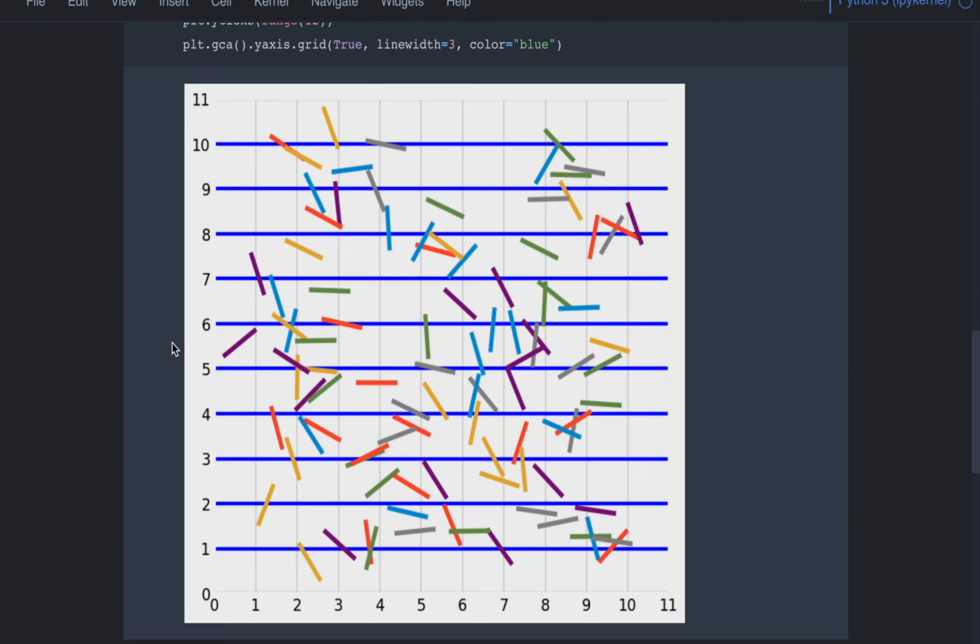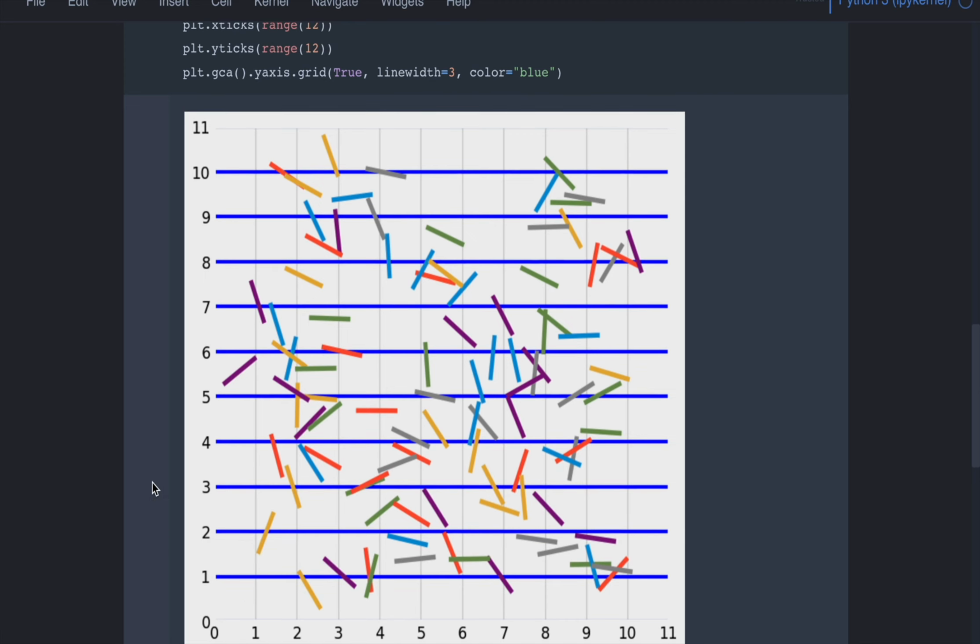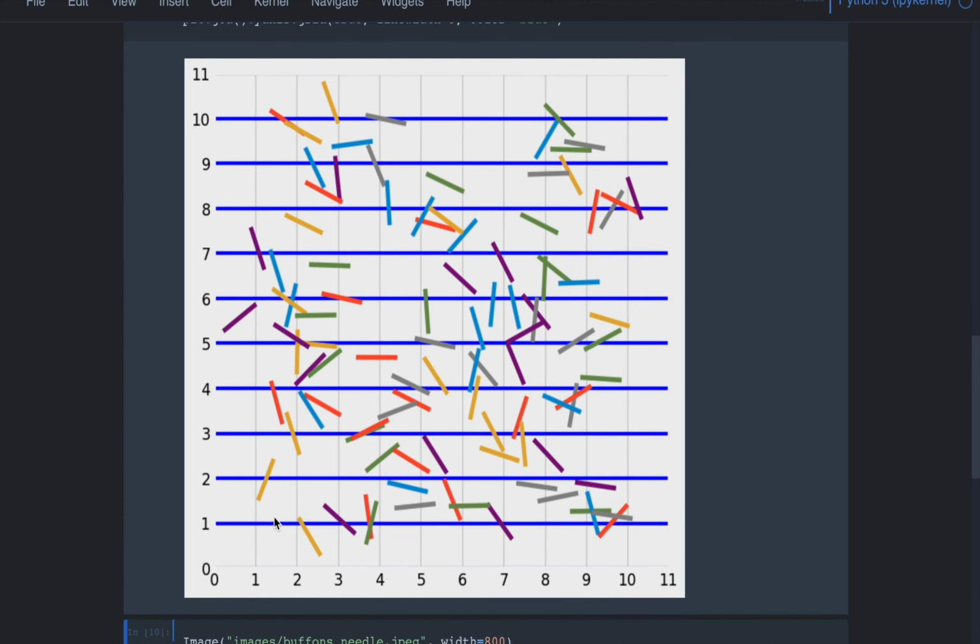Now imagine we have a plane or a paper with these blue horizontal lines. Please ignore these vertical gray lines; those came as part of the plotting, but we'll have only these blue horizontal lines. Let's say they are separated by one unit distance. So the distance between these two horizontal lines is 1 unit, and they are all equispaced.